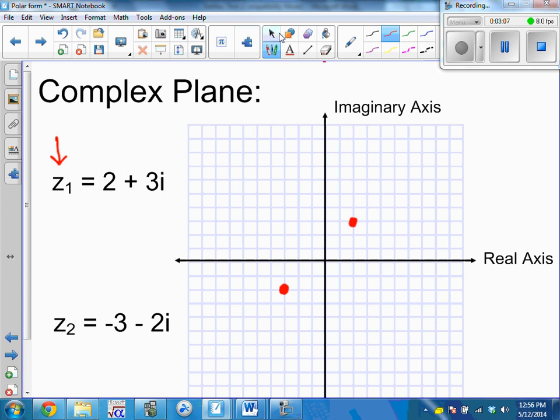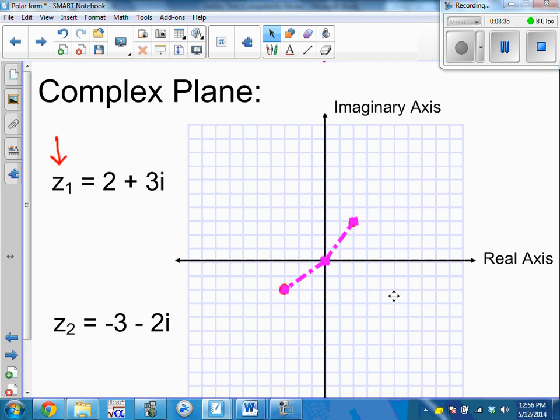Now, what we do then is we determine which number is bigger. So we do it similar to how we did it with real numbers. How far is a number from 0? Kind of like absolute value. So to say which of these two numbers is bigger, we're going to determine which number is further from the origin.